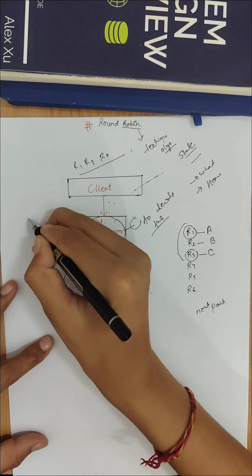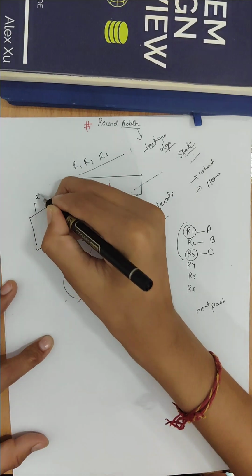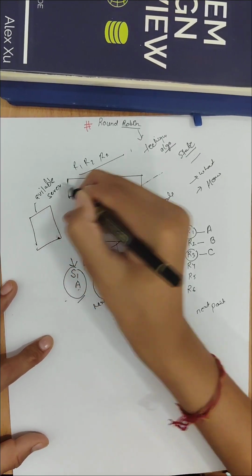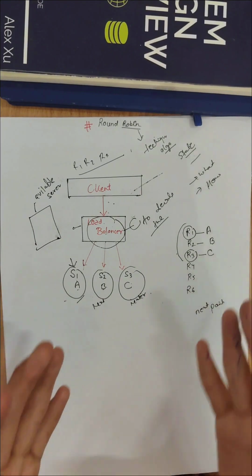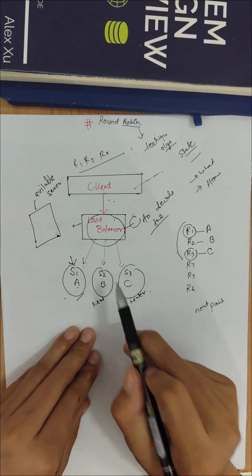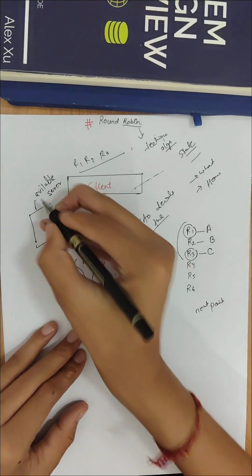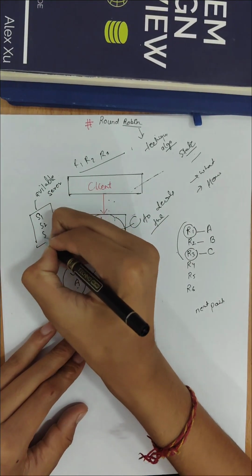Also, the load balancer keeps track of available servers. What do we mean by available servers? By available servers, we mean how many servers we are using in our setup. So the load balancer keeps track of it. Right now in our setup we have three servers: server 1, server 2, server 3.